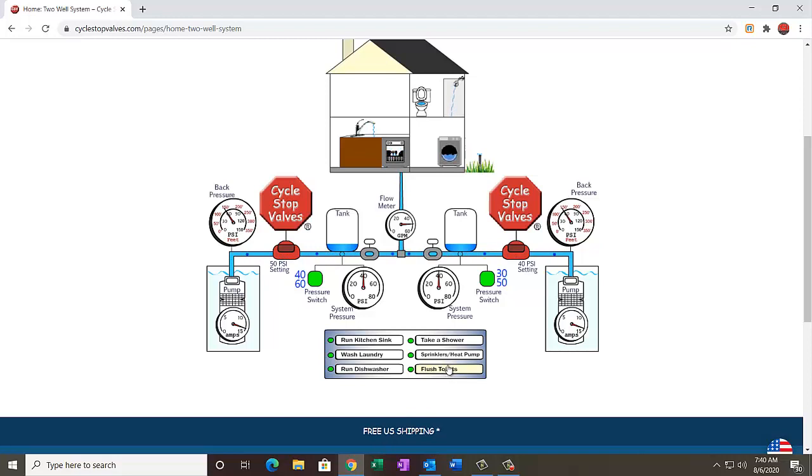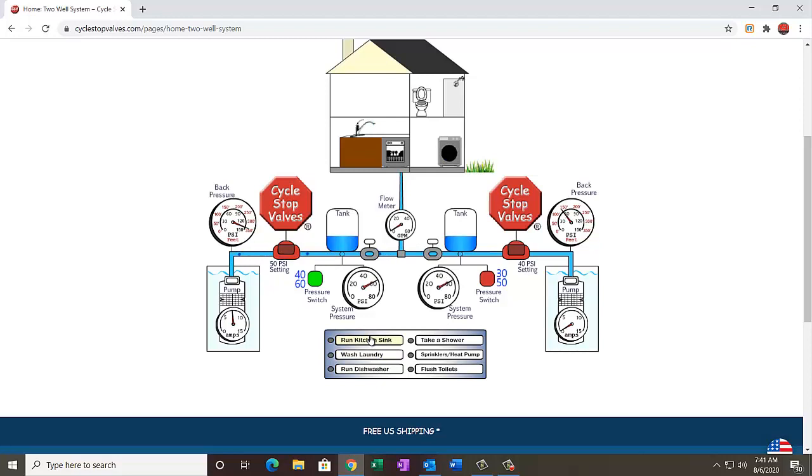When a few taps are turned off, leaving only small flows running, the pressure will increase to 50 psi and the second pump will be turned off. When all the taps are closed, the CSV lets a small amount of water through to slowly fill the tank and increase pressure to 60 psi, where the first pump will also be turned off.